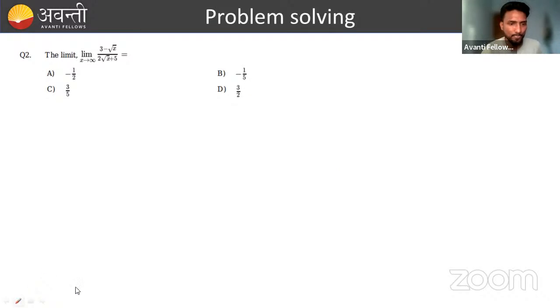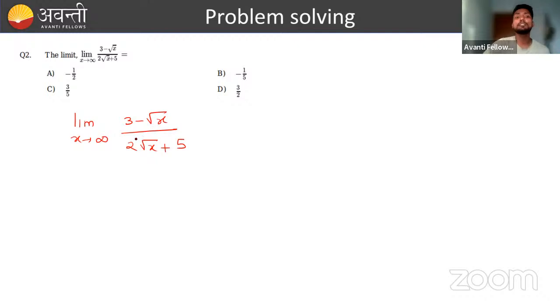Okay, limit x tending to infinity of 3 minus root x divided by 2 root x plus 5. Okay, so whenever you see such a problem, and x is tending to infinity, your first idea should be to try to keep the variables in the denominator so that it will become 0, right? So here, if you see, there is a 3 also, so can I write it like this: minus root x plus 3 divided by 2 root x plus 5.